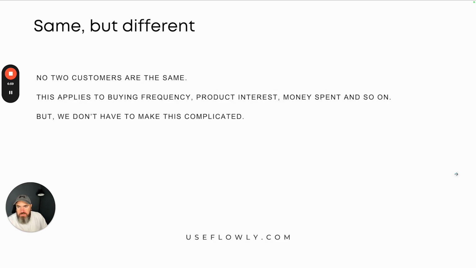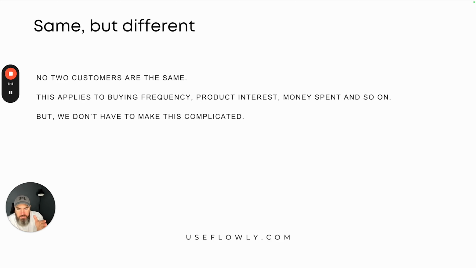So, same but different. No two customers are the same. This applies to things like buying frequency, which is something you can split within your flows. Product interest, again, something you can split with your flows, and also things like money spent and so on. So if we can segment our customers based on a number of different things, we can create personalized customer journeys that are relevant to where they are.